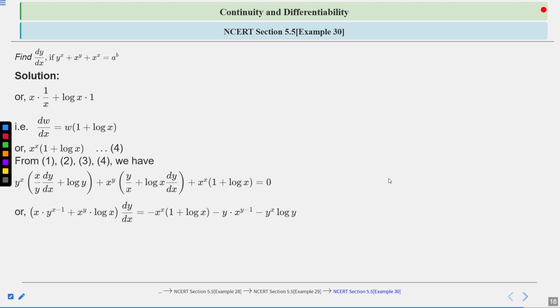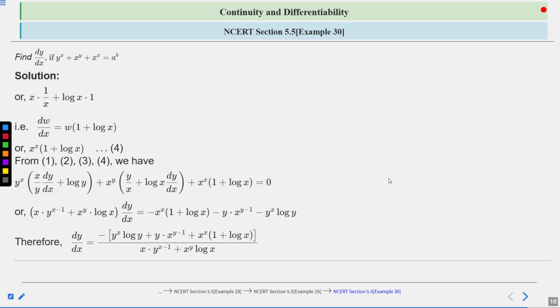Now we can easily find dy by dx. Or x into y to the power x minus 1 plus x to the power y into log x into dy by dx will be equal to minus x to the power x into 1 plus log x minus y into x to the power y minus 1 minus y to the power x log y, right?